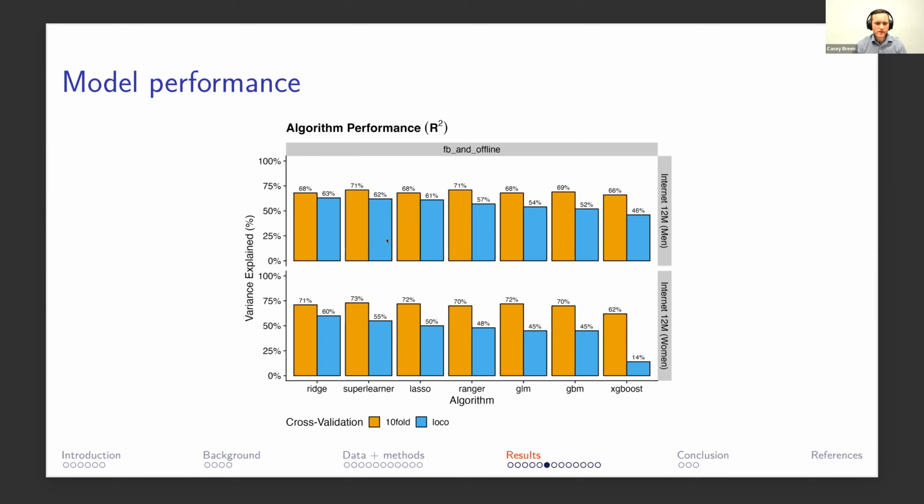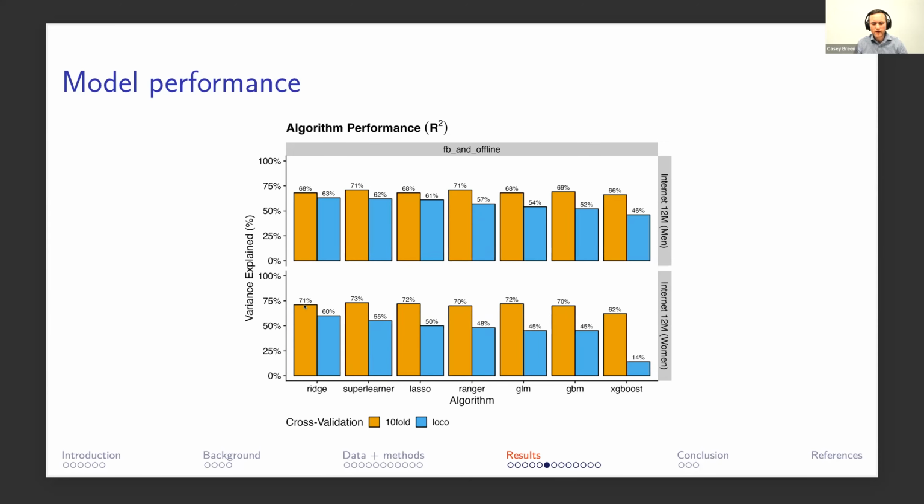And across the board, we see that we're more optimistic about the model's performance if we use 10-fold cross-validation. Under a 10-fold cross-validation design, you can see that we're able to explain about 70% of the variation. Superlearner generally performed the best. You can see here the ensemble or superlearner method predicted about 71% of the variation in internet for men and 73% of the variation in internet for women. But when we look at our leave one country out cross-validation, you can see that number declines. For men, we're only predicting about 62% of the variation, and for women, about 55% of the variation.